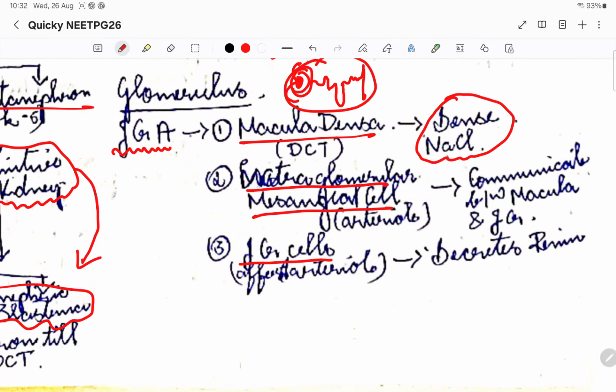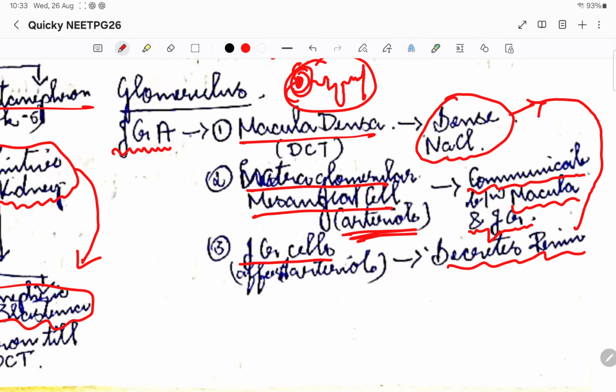Then the extraglomerular mesangial cells, present in the arterioles, communicate between the macula densa and the juxtaglomerular cells. Now let us see what the JG cells do. JG cells secrete renin. So the macula densa senses the sodium chloride level, and sends a signal through the extraglomerular mesangial cells to the JG cells to secrete renin if there is a reduced amount of sodium chloride. So this is the thing with respect to the JGA.